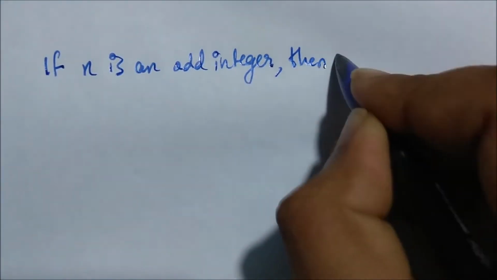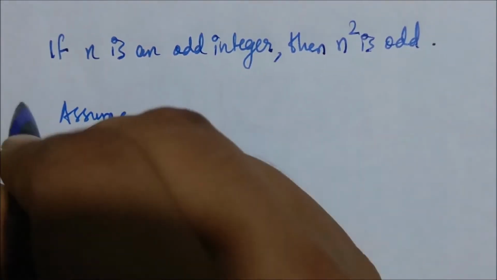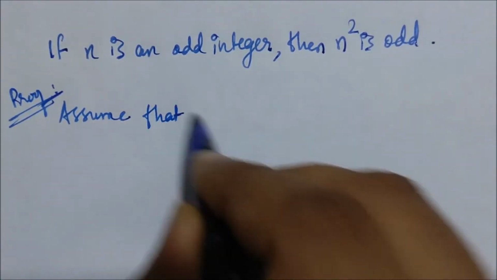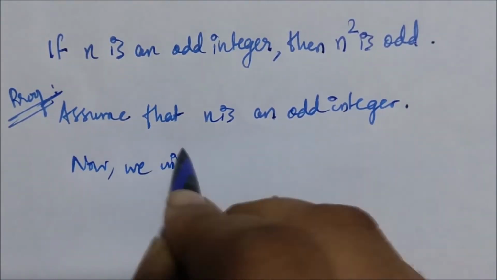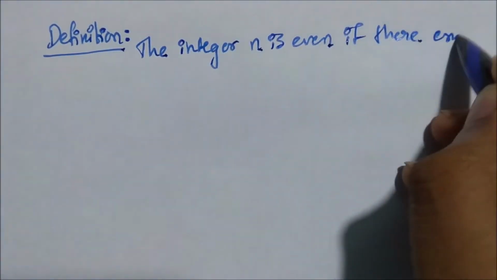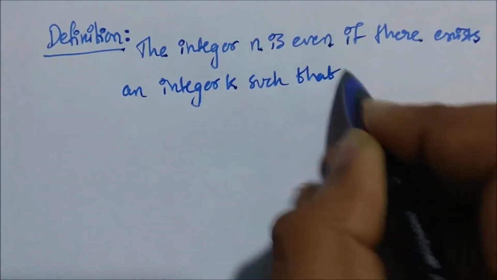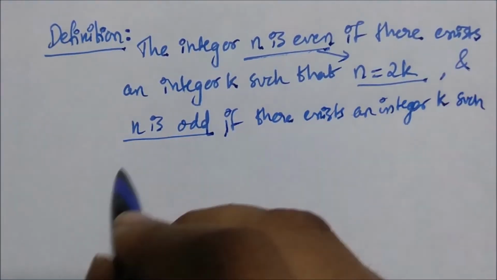Now let's see an example to illustrate how the direct proof method works. We are going to prove the theorem: if n is an odd integer, then n square is odd. Here we assume the hypothesis is true, that n is an odd integer. Now, what does it mean to say that n is an odd integer? We go to the definition of odd and even integers. The definition says that the integer n is even if there is an integer k such that n is 2 into k. And n is odd if there is an integer k such that n is equal to 2k plus 1.